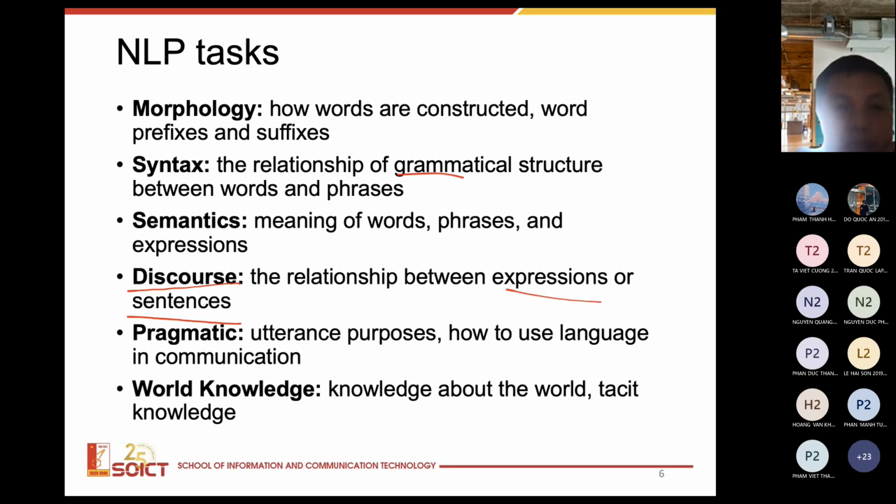Another type of NLP task is the pragmatic task, and in this task we would like to understand the utterance purpose and how to use the language in communication. And in the last NLP task type, called world knowledge, we want to learn the knowledge about the world and the latent knowledge from the documents and from the corpus, for example.